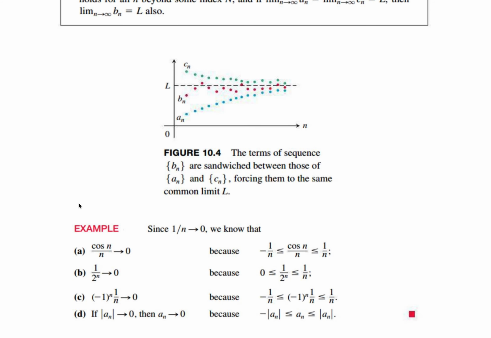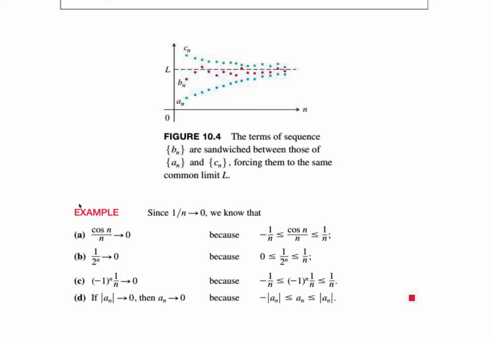And underneath it is an example of how this works, and I will go through an example of this as well. Because the sequence 1 over n goes to 0, we can use that to show that cosine n over n goes to 0. 1 over 2 to the n also has a limit of 0. Negative 1 to the n times 1 over n goes to 0.